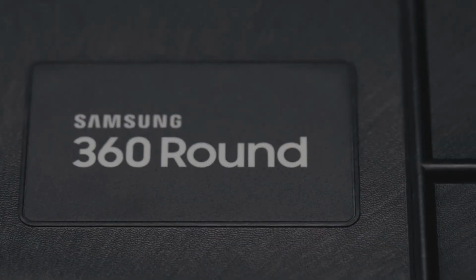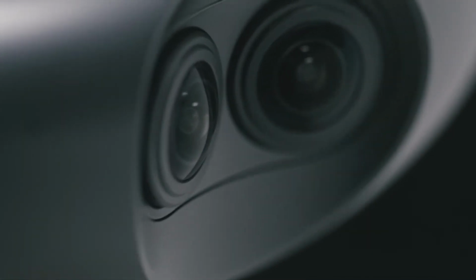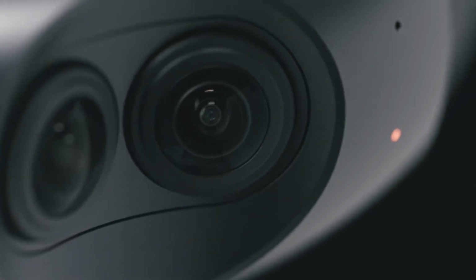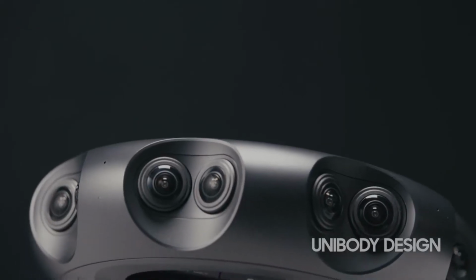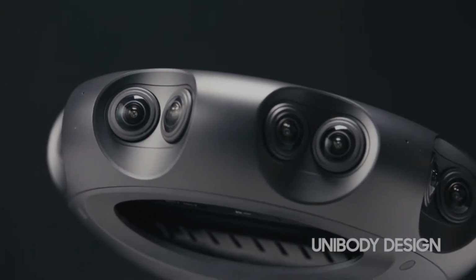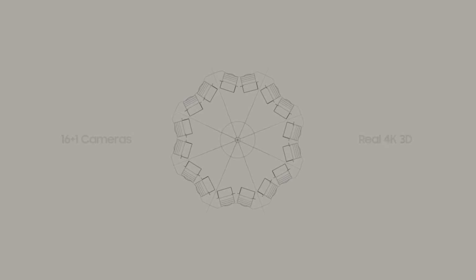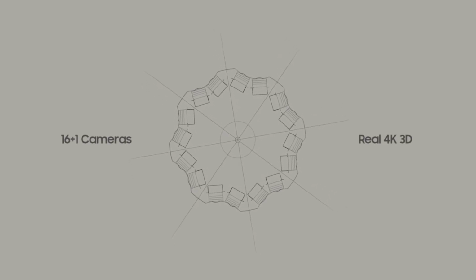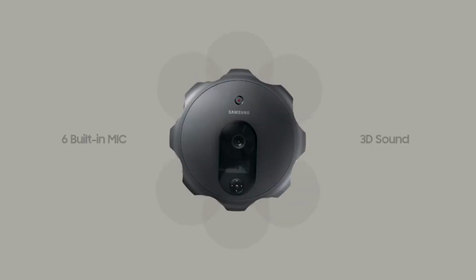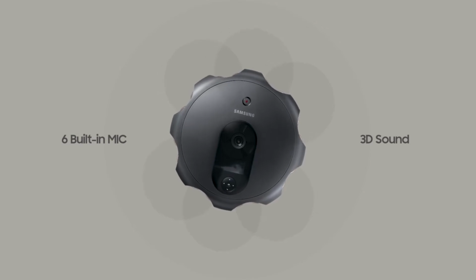Meet Samsung 360 Round, a professional camera for creating and live streaming 4K 3D content. With its integrated unibody design, the 360 Round's lenses are positioned like human eyes, offering vivid real-life 4K 3D images. The six built-in microphones allow spatial audio playback.